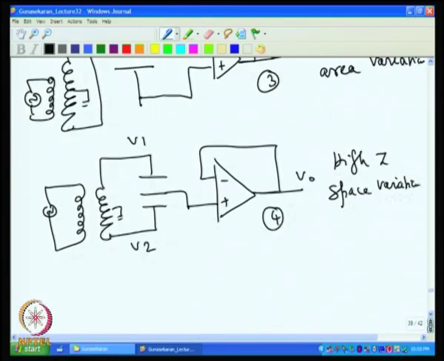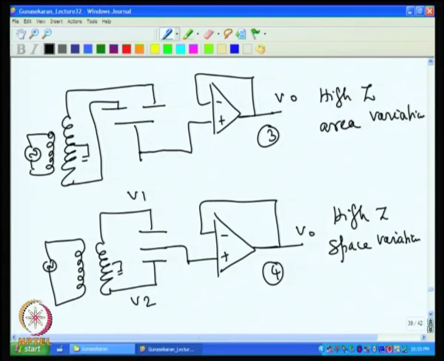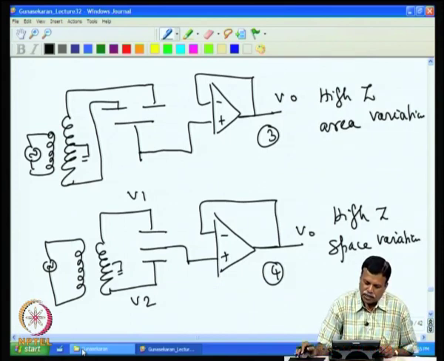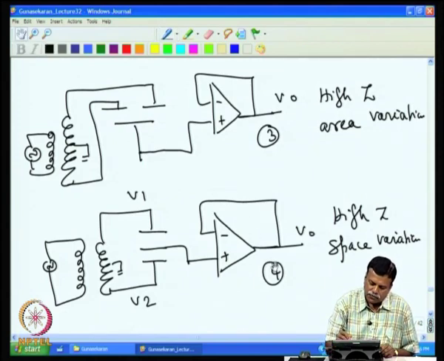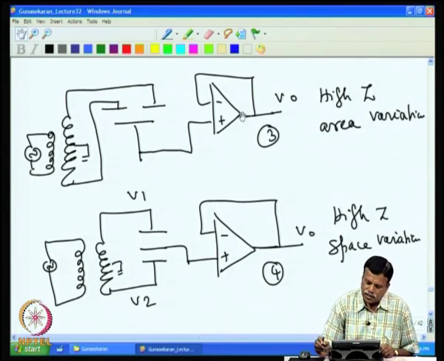And then if we look at circuits 3 and 4, let us not make the output 0, but we will not give a feedback, and see what effect we will get if I use an amplifier for area variation, that is circuit 3. And then circuit 4 is for space variation, and this is for area variation. In this case what advantage do we get?